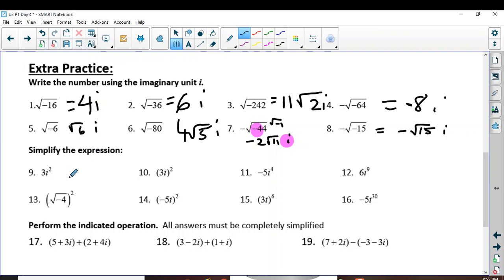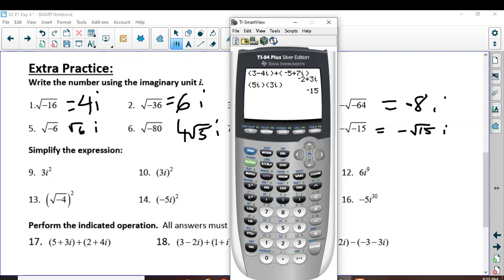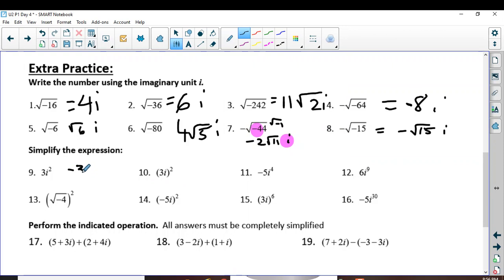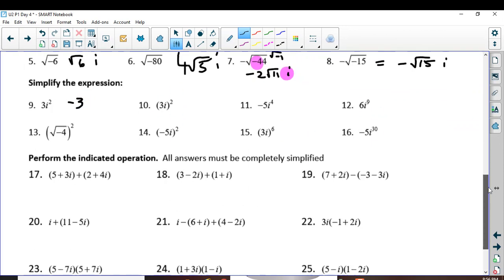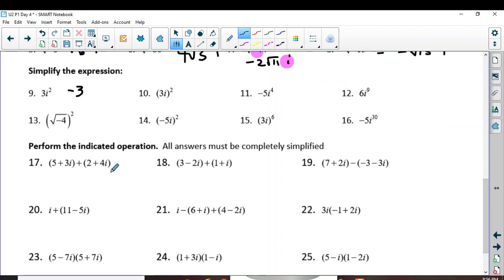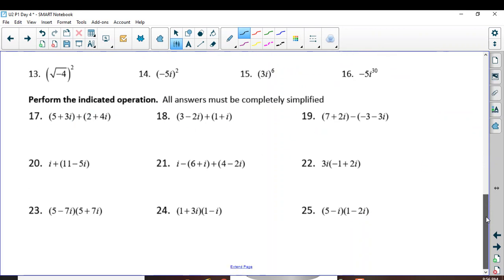All right. So now I'm going to simplify this expression, 3i squared. So I'll just type that into my calculator here. 3i squared is -3. All right, and you just type all these in just like they are. And again, this is just typing it in just like it is into the calculator. It just takes practice.